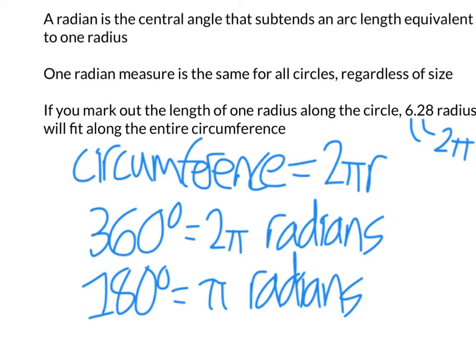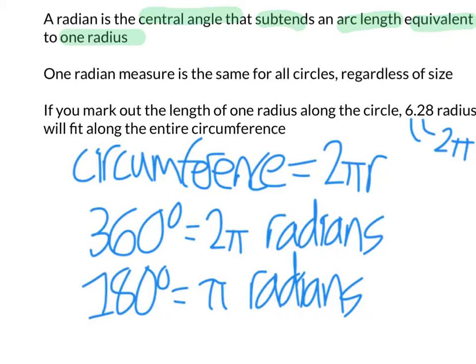Up until this point in the video, we have only measured angles in terms of degrees. However, if we use radian measure, it allows us to treat trigonometric functions and other angle-based functions as functions with domains of real numbers, distances, rather than angles. So what is a radian? A radian is the central angle that subtends or goes up to an arc length equivalent to one radius.